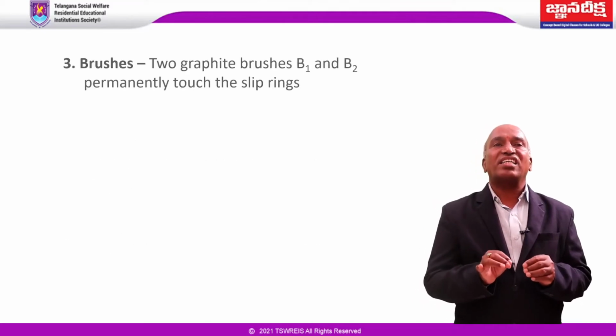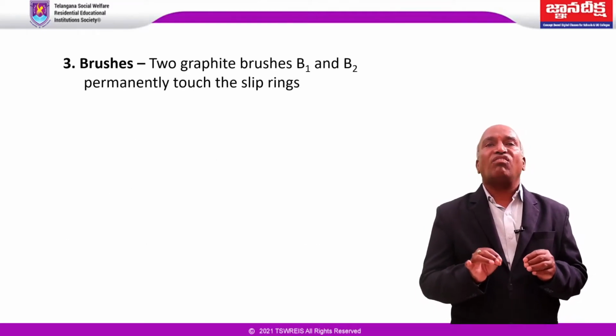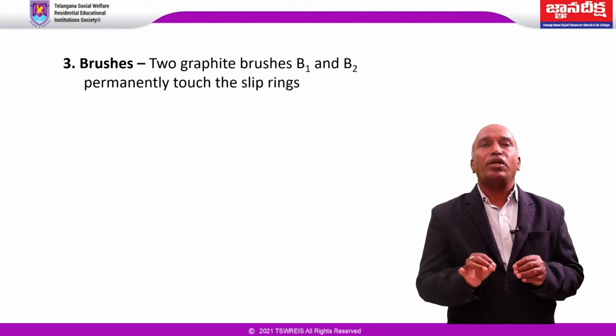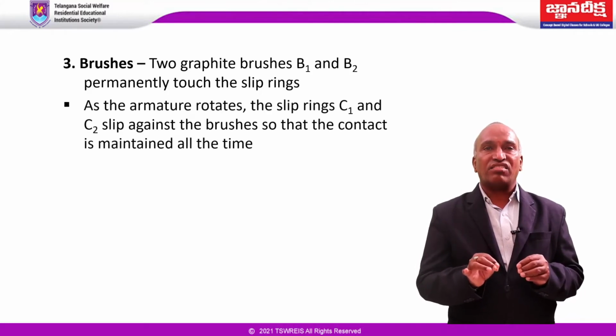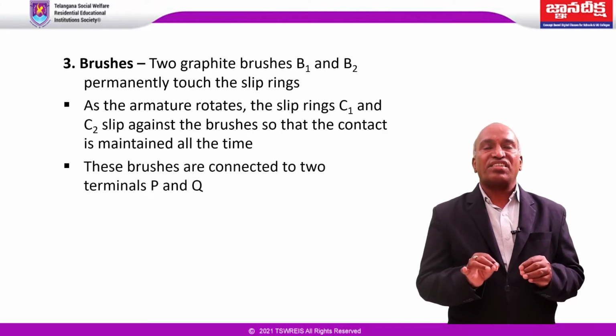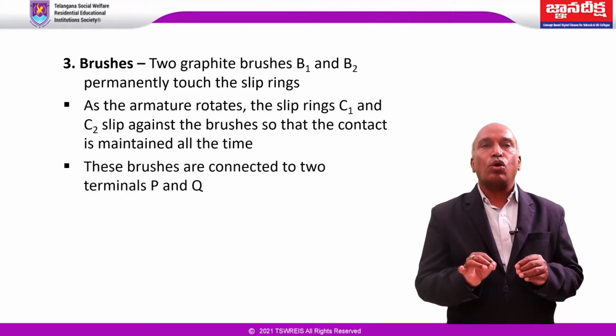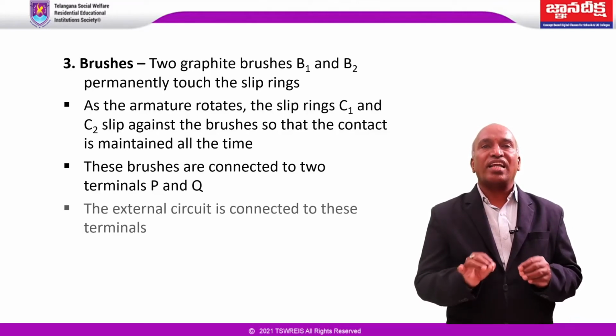Third part, brushes. Two graphite brushes B1 and B2 permanently touch the slip rings. As the armature rotates, the slip rings C1 and C2 slip against the brushes so that the contact is maintained all the time. These brushes are connected to two terminals P and Q. The external circuit is connected to these terminals.